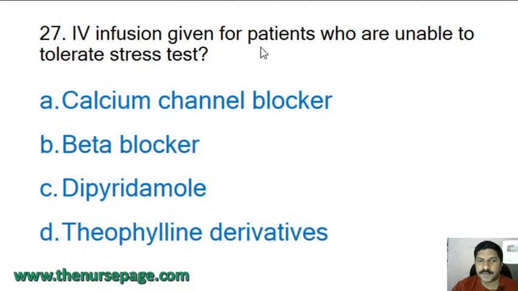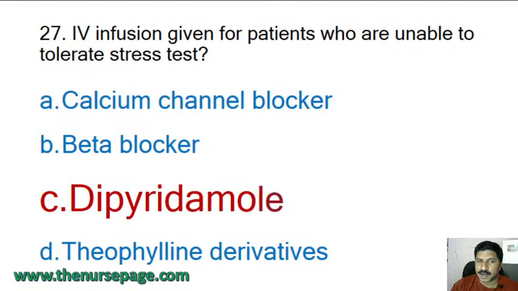Next question. IV infusion given for patients who are unable to tolerate stress test. Options: calcium channel blockers, beta blocker, dipyridamole, theophylline derivatives. A stress test is usually done to assess how good the heart's blood circulation is after any activities. Correct answer is dipyridamole. That is given to patients who are unable to tolerate stress test.